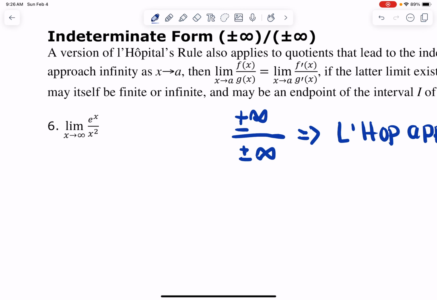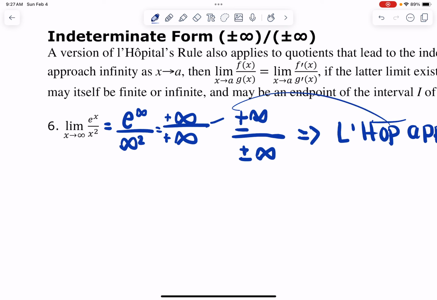Okay, so if I'm looking at the limit as x approaches infinity of e to the x over x squared. Well, here's the thing, if I plug in, it would be e to the infinity over infinity squared. e to the infinity goes up, it doesn't have any bounds, so it'd be positive infinity on top, and then infinity squared would also be positive infinity. So L'Hopital's rule does apply. So we would be able to just take the derivatives of the top and bottom parts, okay?